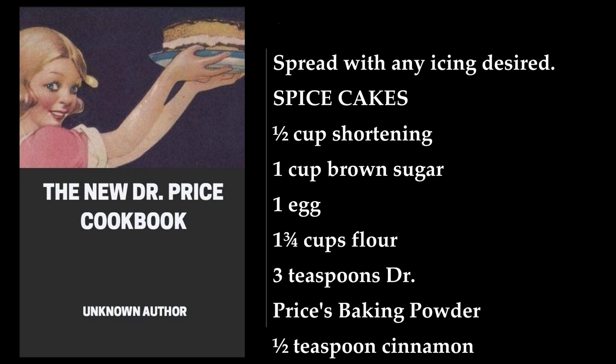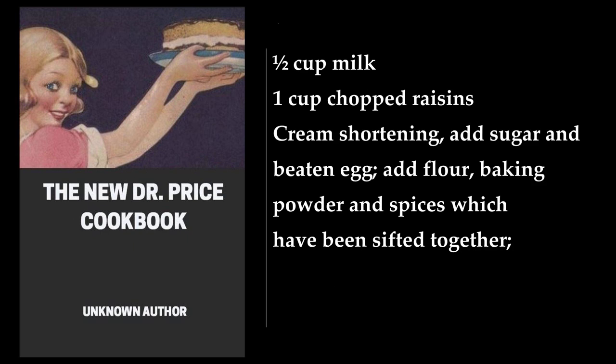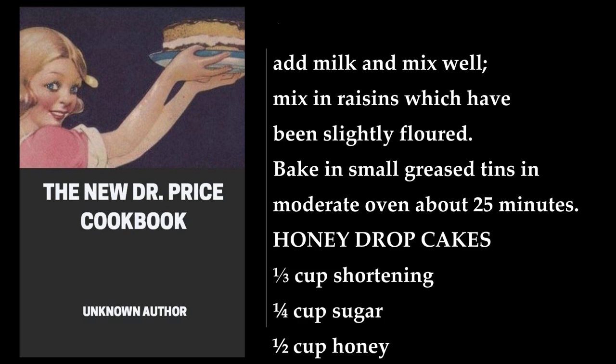1 3/4 cups flour. 3 teaspoons Dr. Price's baking powder. 1/2 teaspoon cinnamon. 1/4 teaspoon nutmeg. 1/4 teaspoon cloves. 1/2 a cup milk. 1 cup chopped raisins. Cream shortening, add sugar and beaten egg, add flour, baking powder and spices which have been sifted together. Add milk and mix well, mix in raisins which have been slightly floured. Bake in small greased tins in moderate oven about 25 minutes.